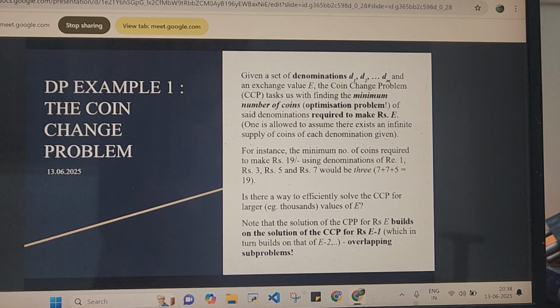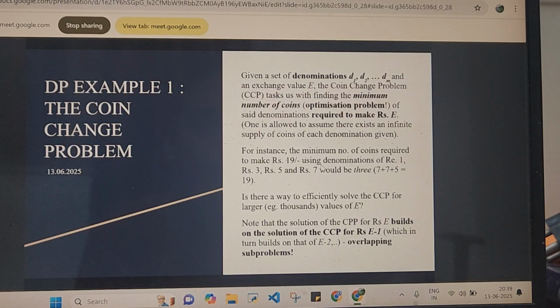The first example we're going to be looking at is called the coin change problem. It is one of the classic optimization problems in all of DSA. So I'll read out the problem statement formally and then we'll look at examples. Given a set of denominations d1, d2, so on up to dm and an exchange value e, the coin change problem tasks us with finding the minimum number of coins of said denominations required to make rupees e. You're allowed to assume that there are infinite number of coins of each denomination.